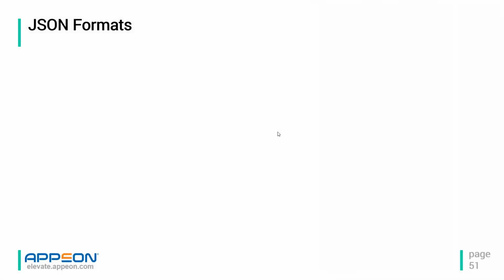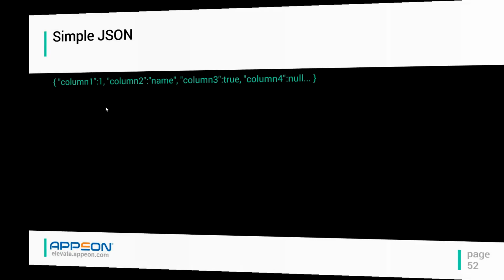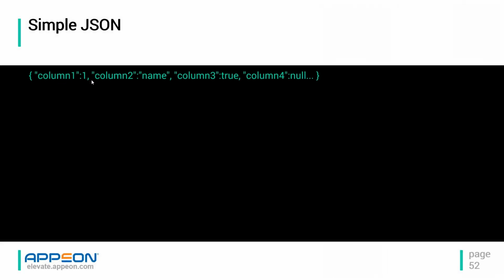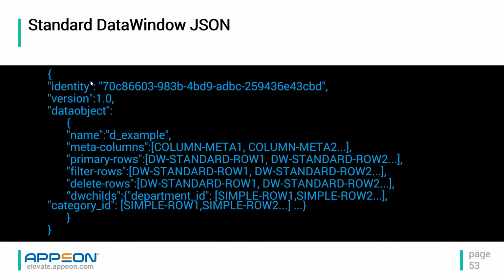So the last thing we're going to cover here is some of the JSON formats. Most of the JSON, if you're used to using JSON at all, is a very simple JSON format where it's name value pairs. That's what's called simple JSON here. And then we'll talk about something called standard DataWindow JSON in a moment. So here, with the simple JSON, you've got the name value pairs, and you can have structures, and you can have arrays. It's basically just data. Okay. This is what standard DataWindow JSON looks like. It's a little more complex, or actually it's a lot more complex.